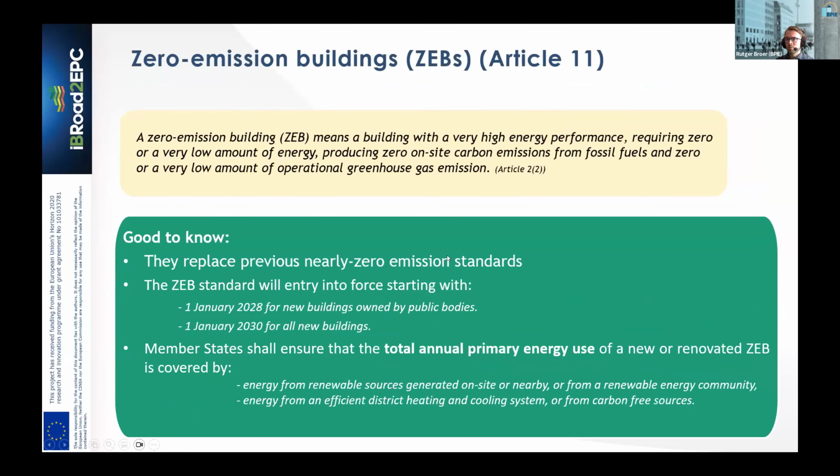Then there is the zero emission building standard. So this is relevant specifically also for IB Road to EPC because it sets out the direction of where we should go for individual buildings and for building renovation passports. And what is a zero emission building? It means a building with a very high energy performance requiring zero or a very low amount of energy, producing zero on-site carbon emissions from fossil fuels, and zero or very low amount of operational greenhouse gas emissions. So these standards will replace the previous nearly zero energy standards in 2030.